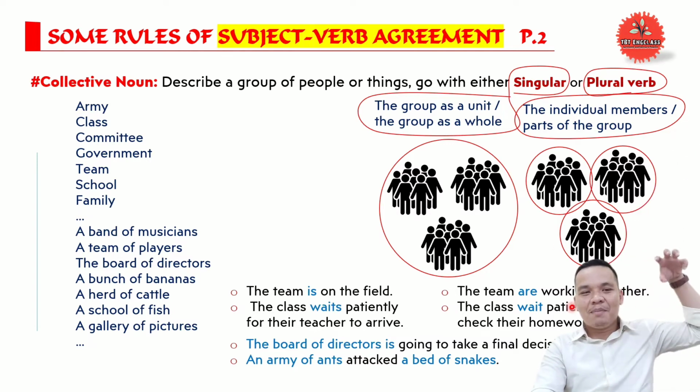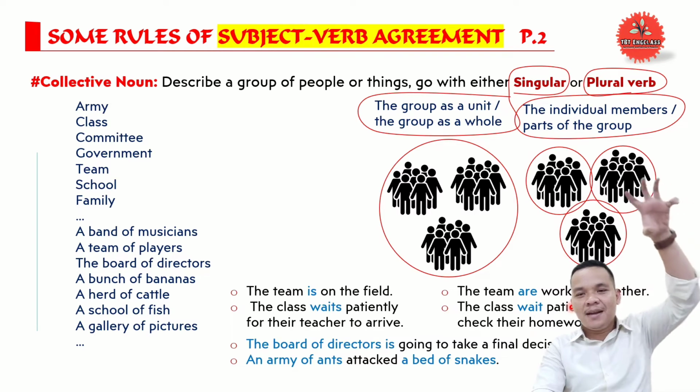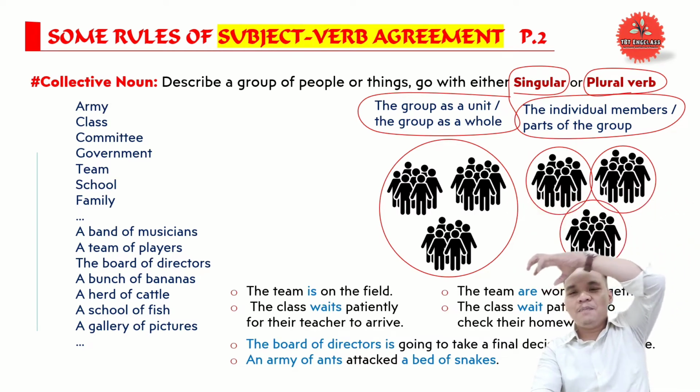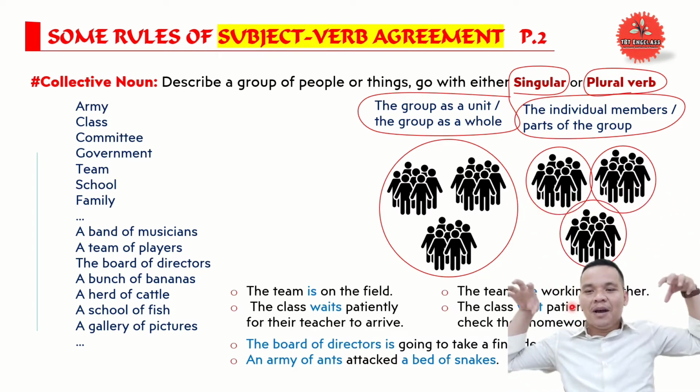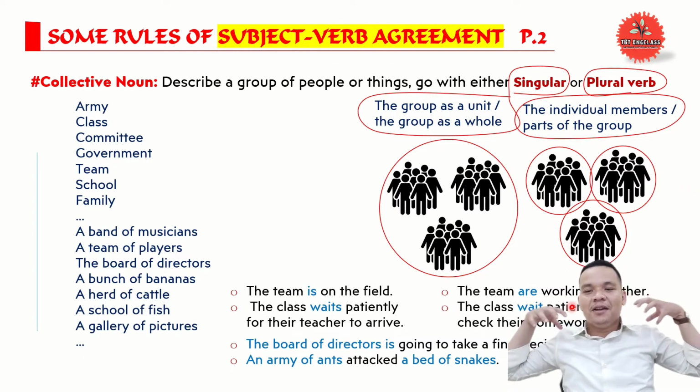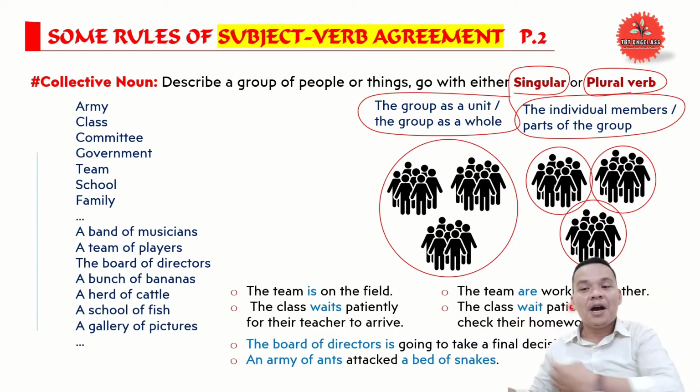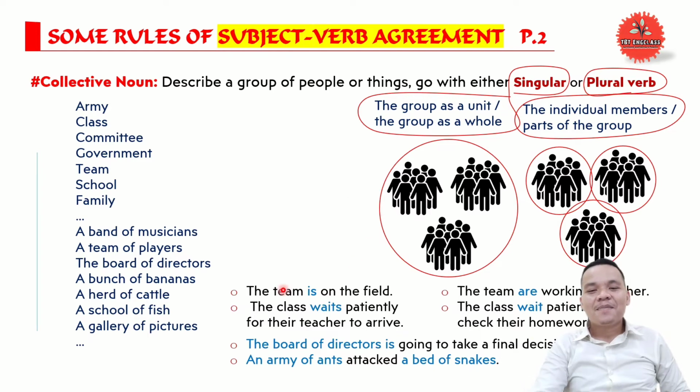So I'm talking about one team, another team, and another team. So different teams, individual teams are working together. Not all of the team working together. Talking about individual teams are working together. See. And another one, the class waits patiently. The class here means students.